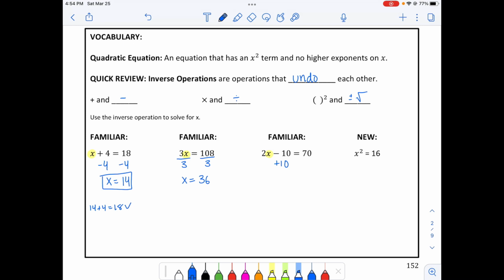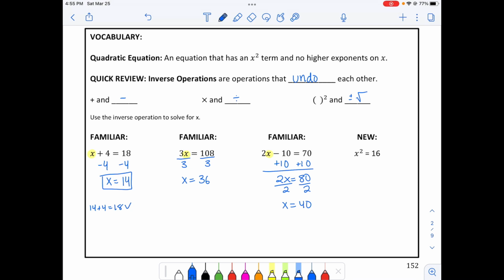Now I see a two-step equation. What number doubled minus 10 equals 70? Let's add the 10 to both sides. That leaves us with 2x equals 80. And then we'll divide by 2 on both sides to get x equals 40. If I plug that back in here, 2 times 40 is 80, minus 10 is 70.